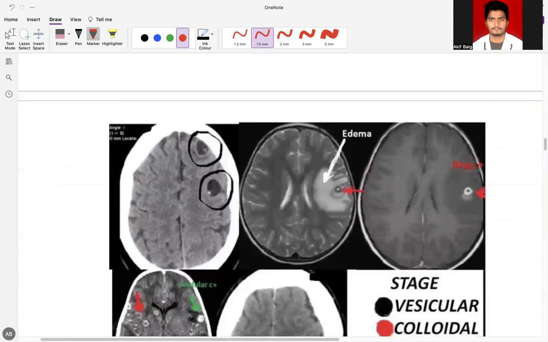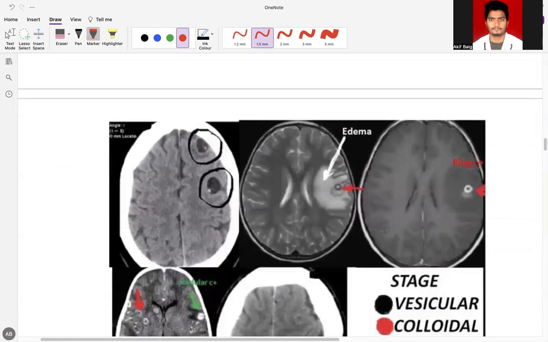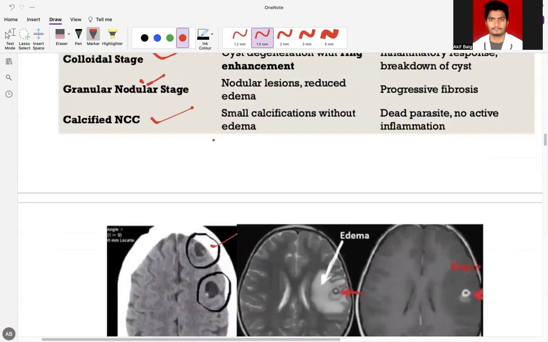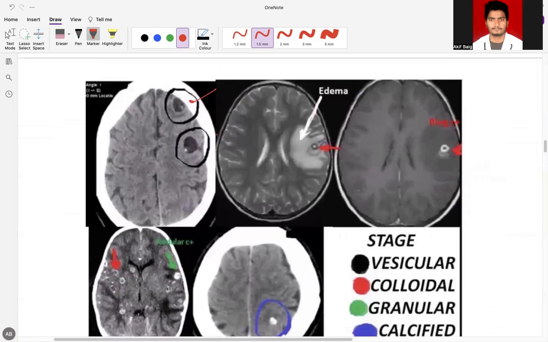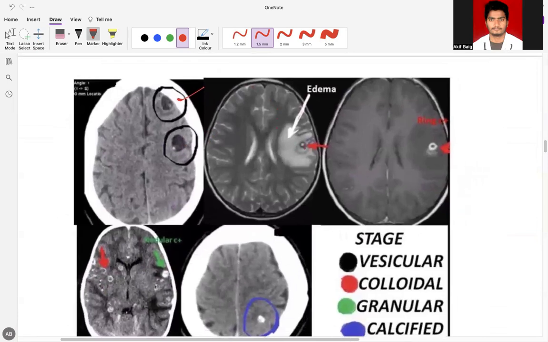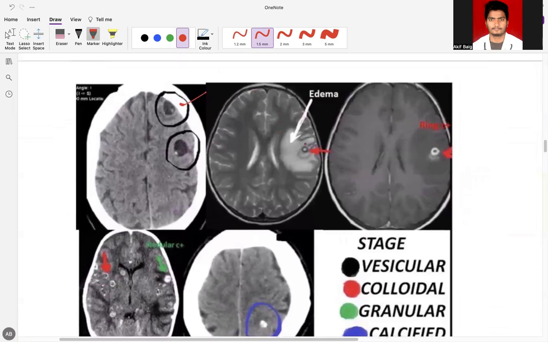So you can see here a normal cyst which contains the scolex, and this is called the vesicular stage, or stage 1, that is the viable cystic stage. Later on, you can see here in this patient, this is an MRI. You can see there is destruction of the scolex, and there is cyst formation. Also, there is edema. So this whole part is the edema. The surrounding edema is there because of the inflammation.